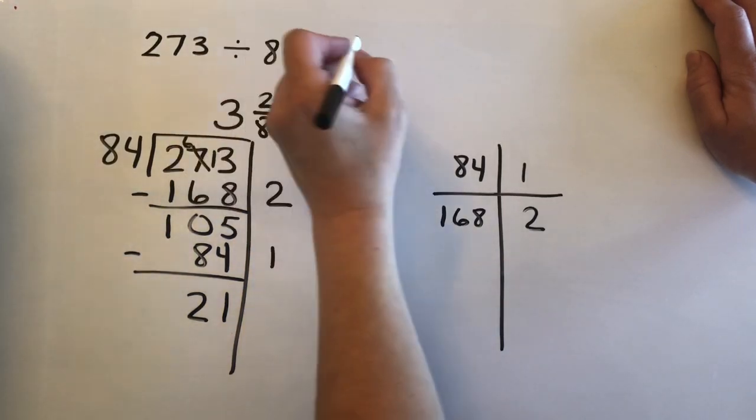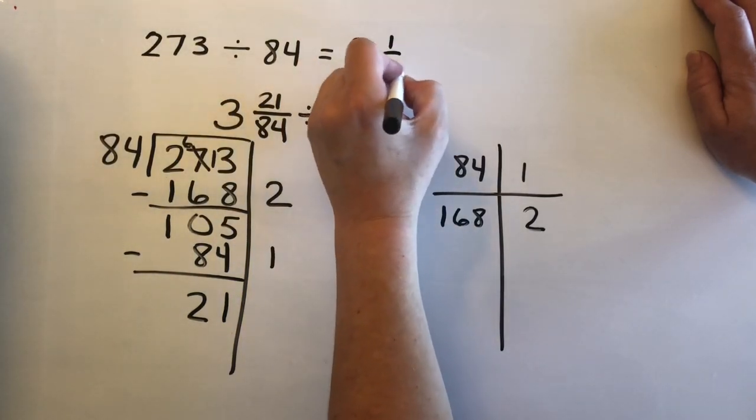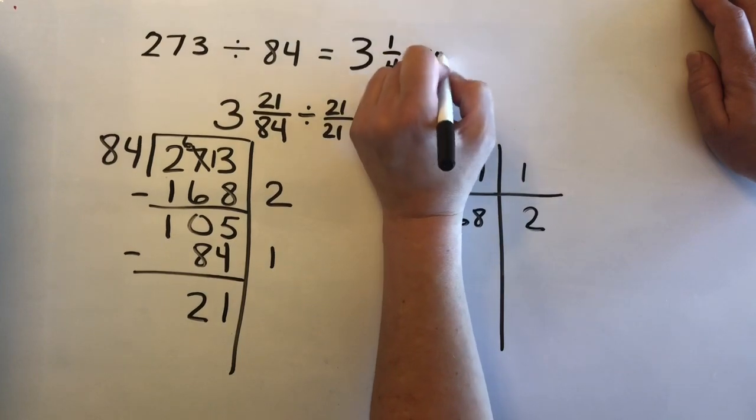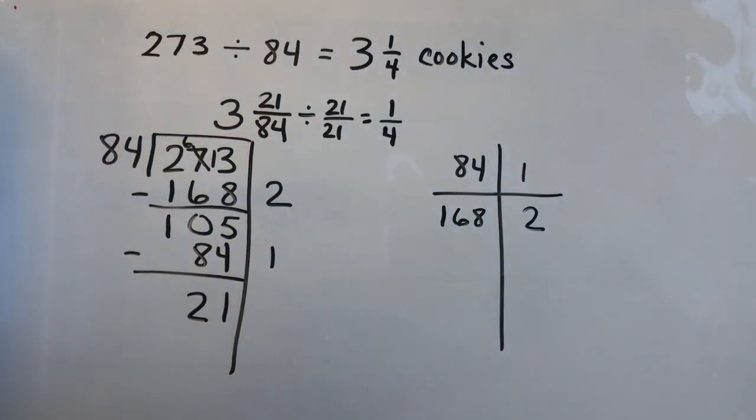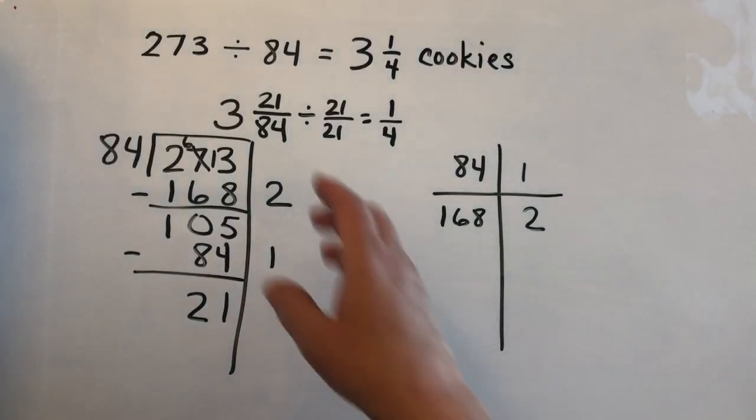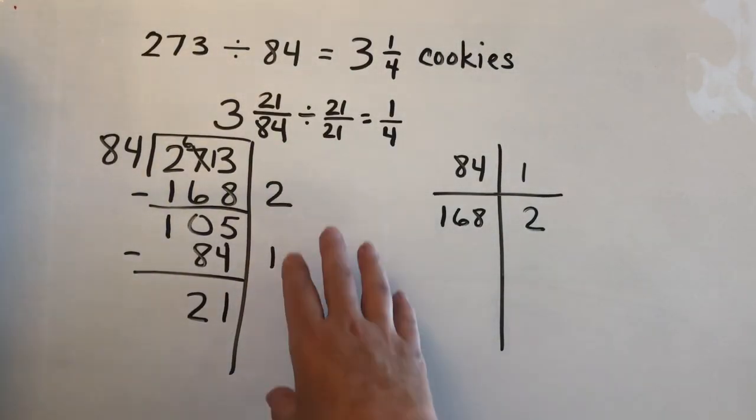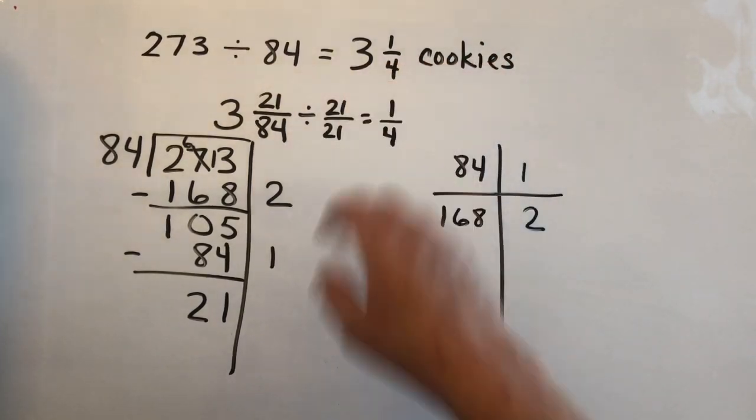So my answer here is actually 3 1/4 cookies. Each student will receive 3 1/4. So in this case, we did use the remainder. We actually used it in our answer and we included it.